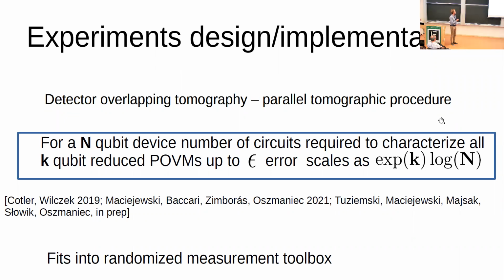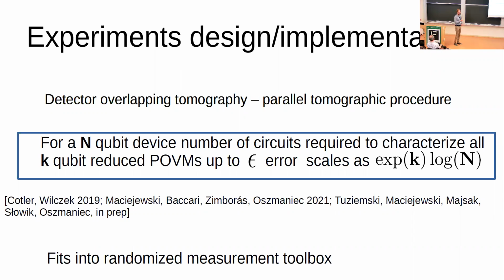So we used the so-called detector overlapping tomography, which is a clever parallel way of doing partial characterization of the measurement process. And our result is that we know how this scales. Say I have an n-qubit device and I want to characterize all measurement operators acting on k qubits up to some error. Then I know that the number of experiments I need to perform scales exponentially in k, so k corresponds to the locality of the noise, but only logarithmically with n. And this means that the whole procedure can be efficient.